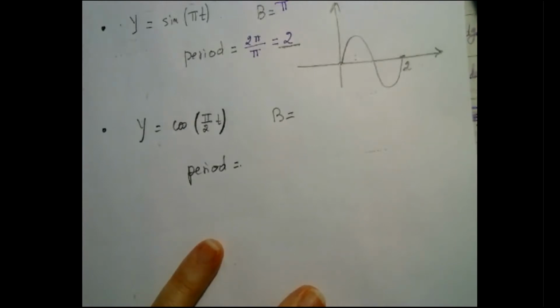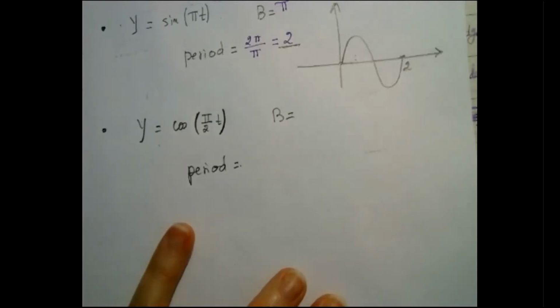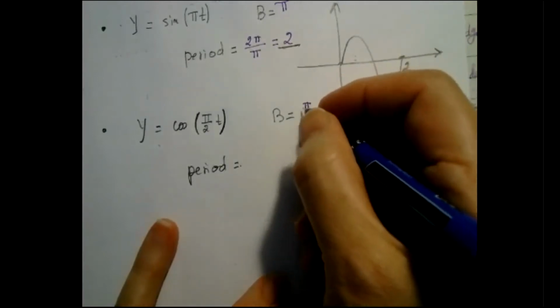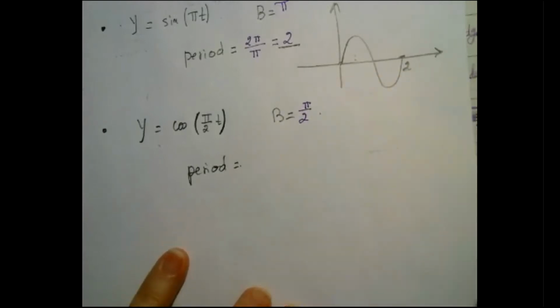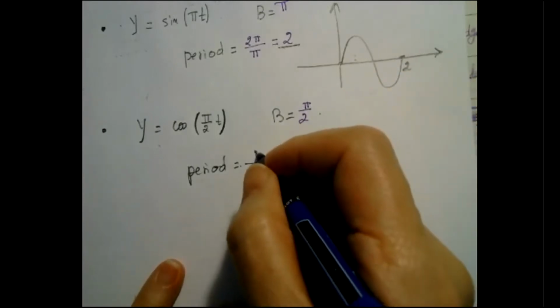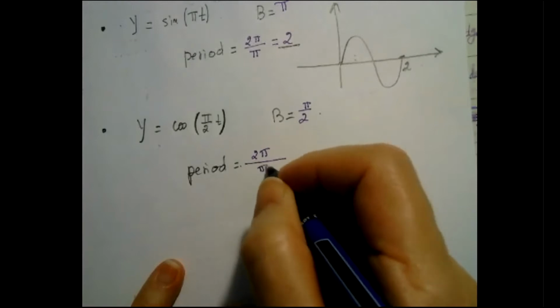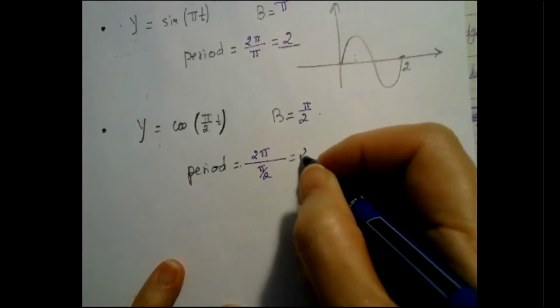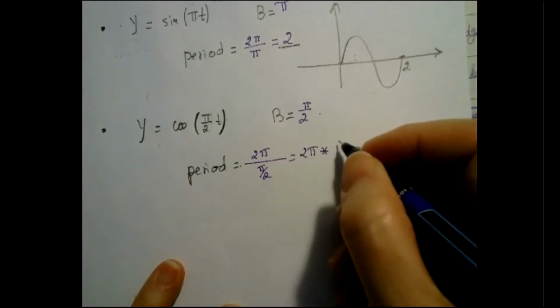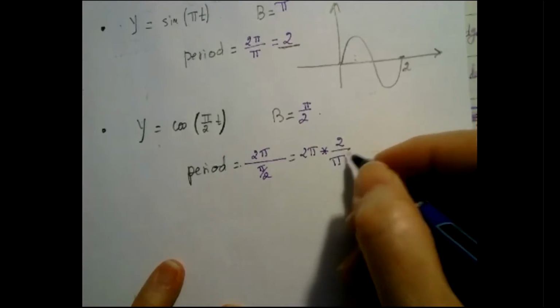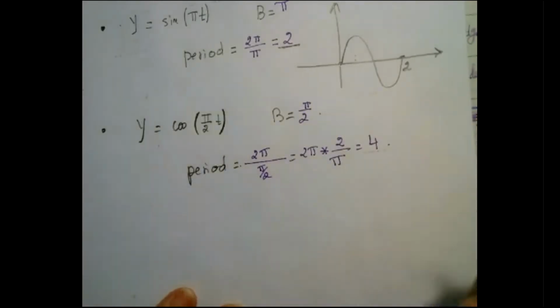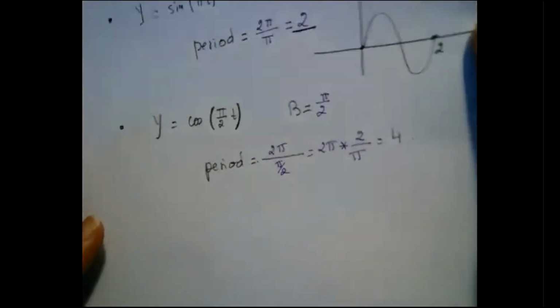Now, the last one. Jacob, because I called you, are you with me? Yes, I'm with you. What's the b? Pi over 2. What's the period? The period should be 4. Okay, let's see if he's right. It's 2 pi over pi over 2, which is 2 pi times 2 over pi. The period is 4. So we're creating a function where the period is equal to 4.